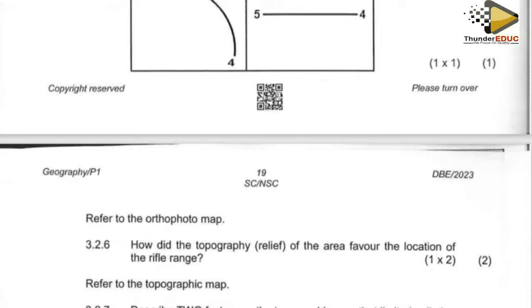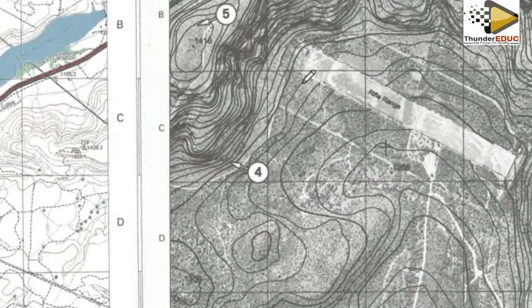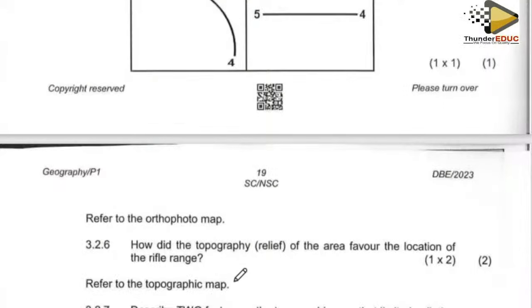Refer to the orthophoto map. How did the topography or relief of the area favor the location of the rifle range? Let's go to the rifle range. The rifle range is here. It's mountainous. What is the rifle range used for? This is used for people who learn or train how to shoot. So if you're learning how to shoot, the mountain is favoring.